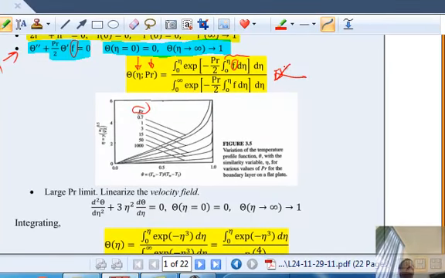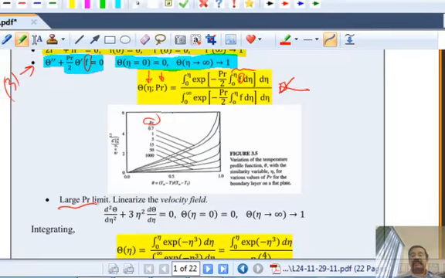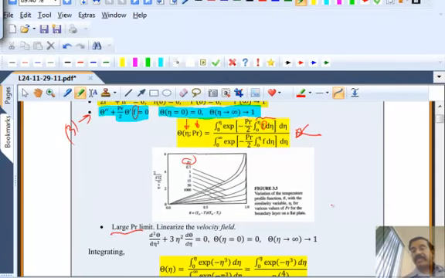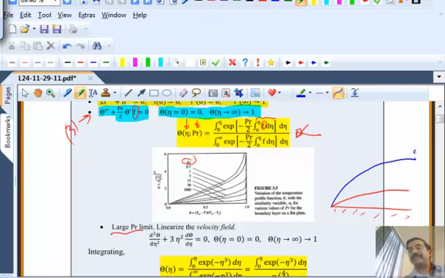But what he covers is the asymptotic limit. What happens when the Prandtl number is very large? The large Prandtl number limit. What happens physically, you need to understand, is the following. This is your boundary, and you have a thermal boundary layer, and you have a momentum boundary layer like this. That is delta, and this is delta T.